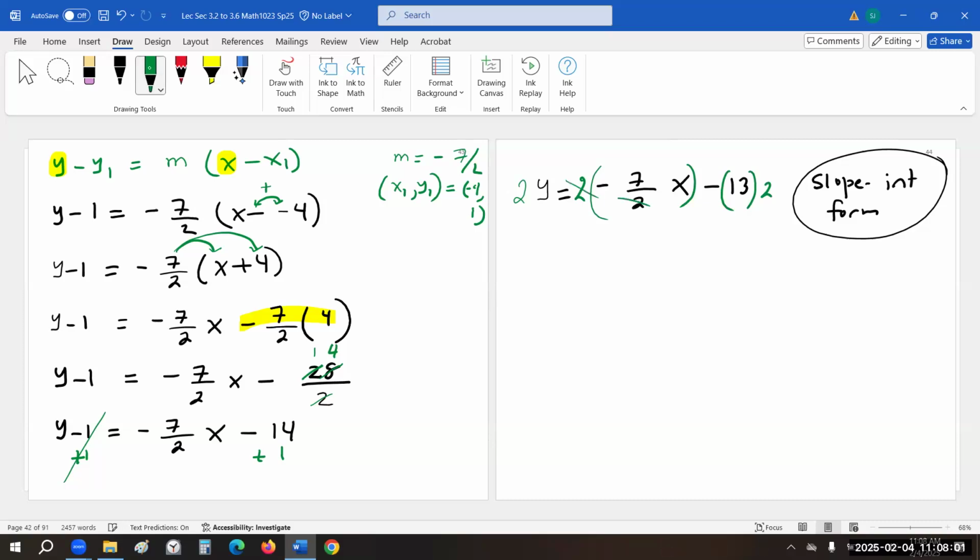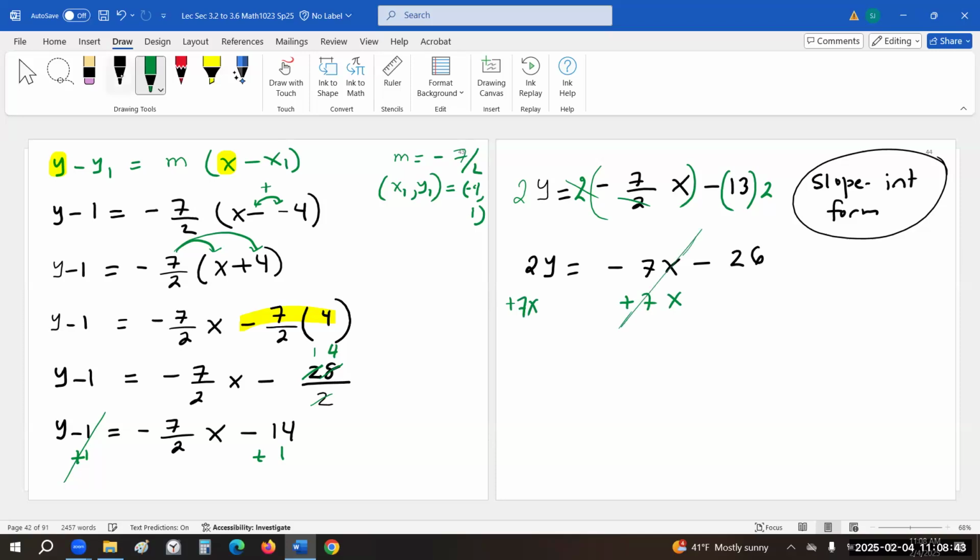So as a result, the 2 denominator gets cancelled out. We have no more fraction. We have 2y equals negative 7x and 13 times 2, 26. And now you're almost done, only one step left. If you divide by 2, you end up getting the fraction again. We want x and y next to one another. So we add the 7x to both sides.